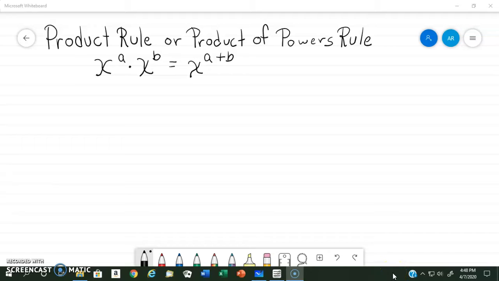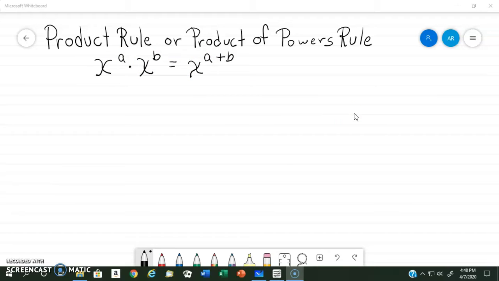All right, so today we're going to talk about the product rule, also known as the product of powers rule. This starts when we have something of the same base. So here our bases are x, and when we multiply those two bases when they have exponents, we add the exponents. So let's see that in a couple of examples, or actually more than a couple of examples.